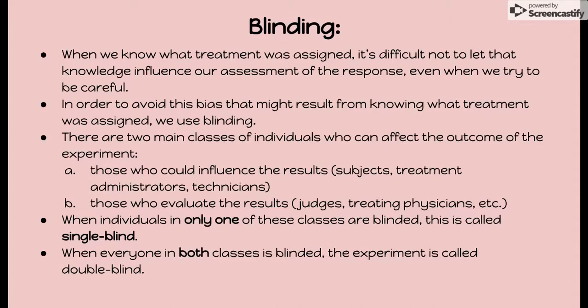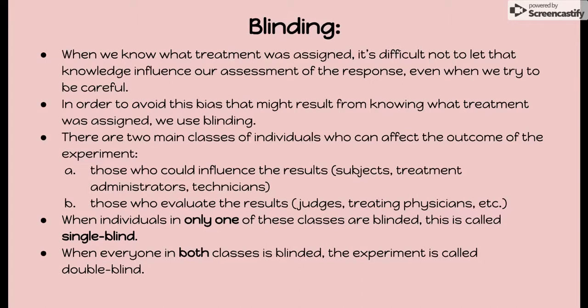So in order to avoid this bias that might result from knowing which treatment was assigned to which subject, we use something called blinding. And there are two main classes of individuals who can affect the outcome of the experiment. A being those who influence the results, so that would be who you're testing, the subjects or the technicians, and the second one would be those who evaluate the results, so the experimenter or the judges or the treating physicians, anybody who is evaluating the results.